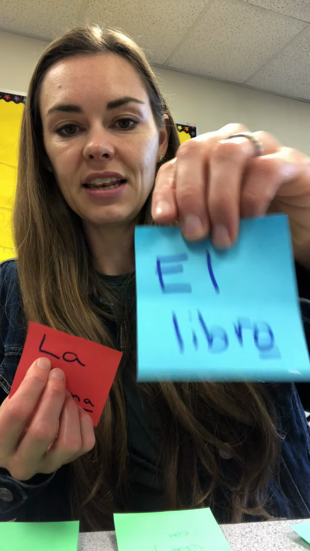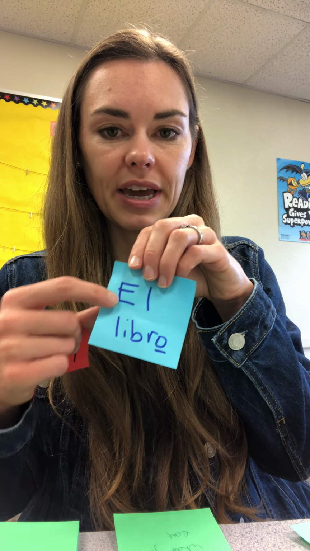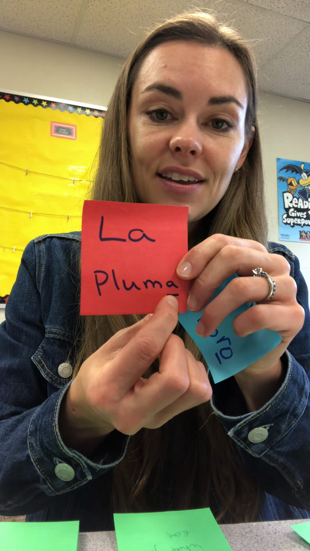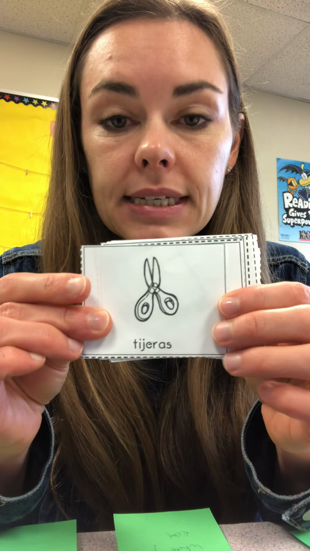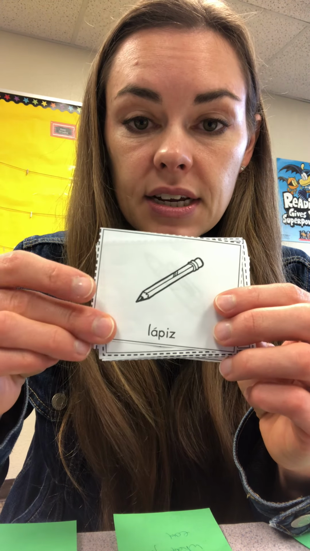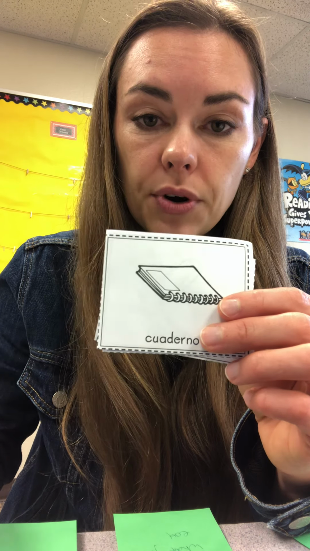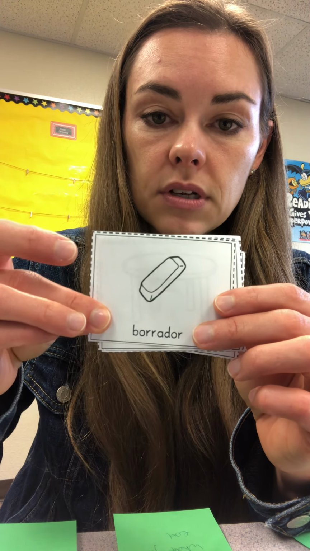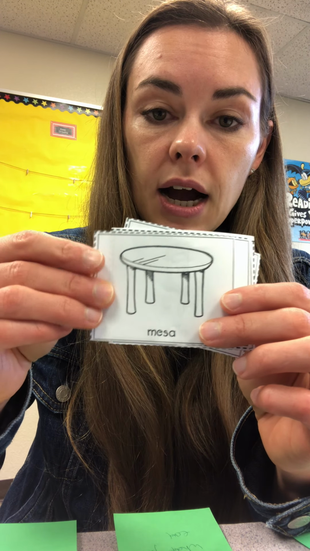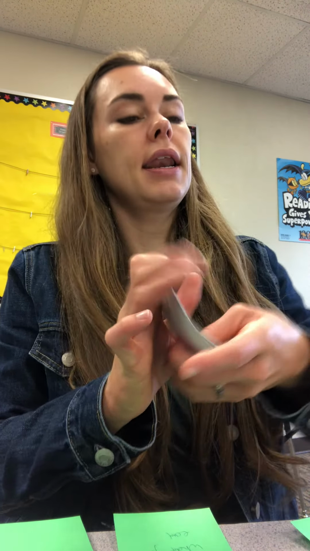La and el. If a word ends in o, it gets an el, like for the book, el libro. And if it ends in a, it gets a la, like la pluma. So for these, we'll say las tijeras, el libro, la puerta, el lápiz, la pluma, el escritorio, el cuaderno, el borrador, la mesa, la silla, la ventana, el papel. Buen trabajo.